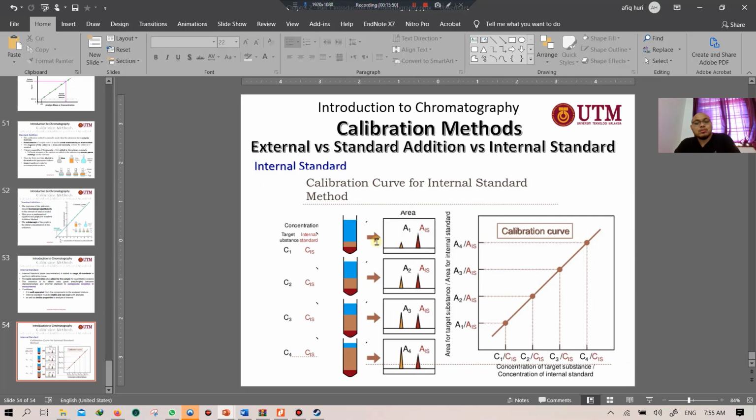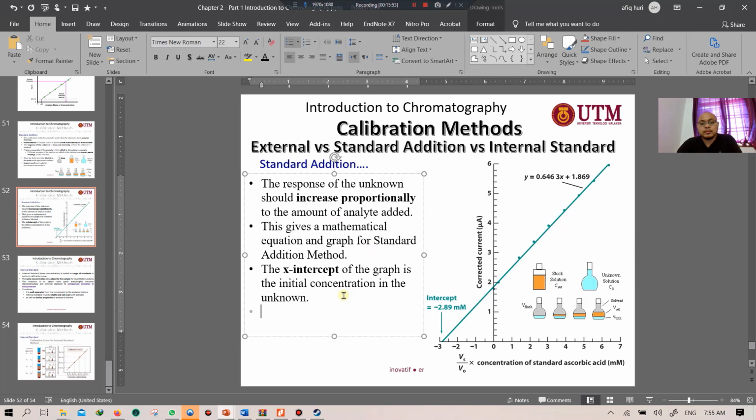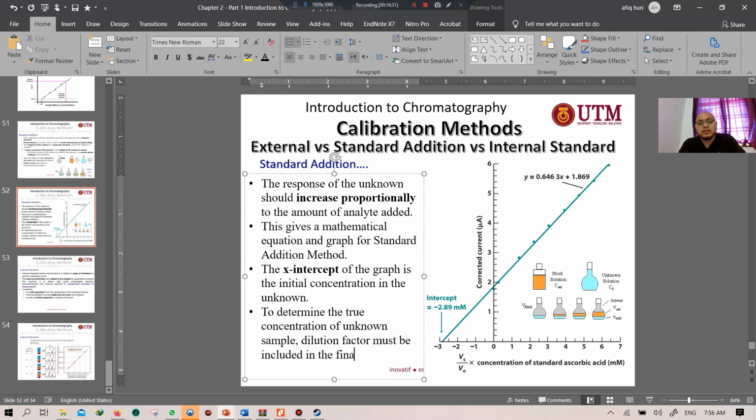So I believe I need to add some here to determine the true concentration. Sample dilution factor must be final.